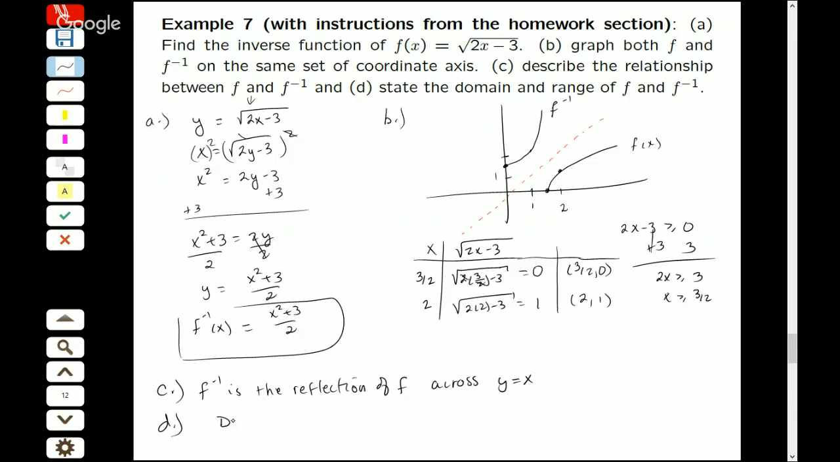So let's write down the domain of f. We found that right here. It's going to be 3/2 to infinity. And that's also equal to the range of f inverse. Remember, the domain of f is the range of f inverse. What is the range of f? It's the domain of f inverse. That's correct. Now, you could go find your domain for f inverse, or you can go up here and look at your range of f. Your range of f starts at 0, and it's going to go to infinity.